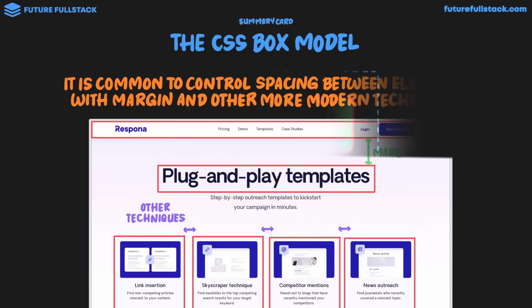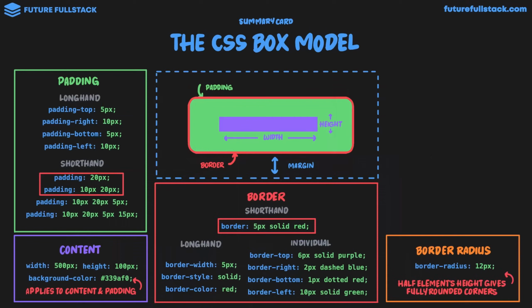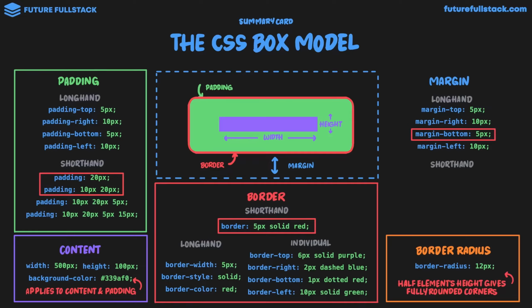Okay, so let's jump back to our summary card, the CSS box model, and finish it off by adding in margin. We first looked at the longhand margin property, where we set the margin on each side of our element through margin top, margin right, margin bottom, and margin left. I also mentioned I like using margin bottom to create white space between different elements. We also looked at the shorthand margin property, where similar to padding, there are 4 possible options.